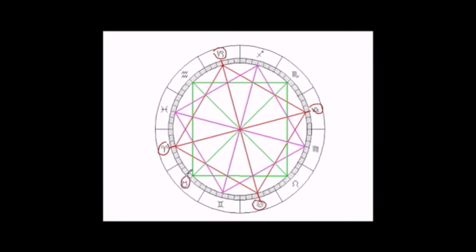Then we've got the fixed signs, Taurus, Scorpio, Aquarius, and Leo. Taurus is fixed earth, Leo is fixed fire, Scorpio is fixed water, Aquarius is fixed air. Likewise with the mutable signs, Gemini, Virgo, Sagittarius, and Pisces. Gemini is mutable air, Virgo is mutable earth, Sagittarius is mutable fire, Pisces is mutable water.